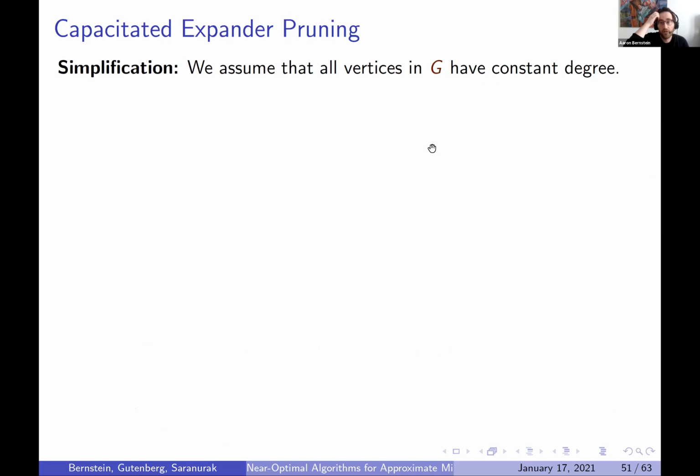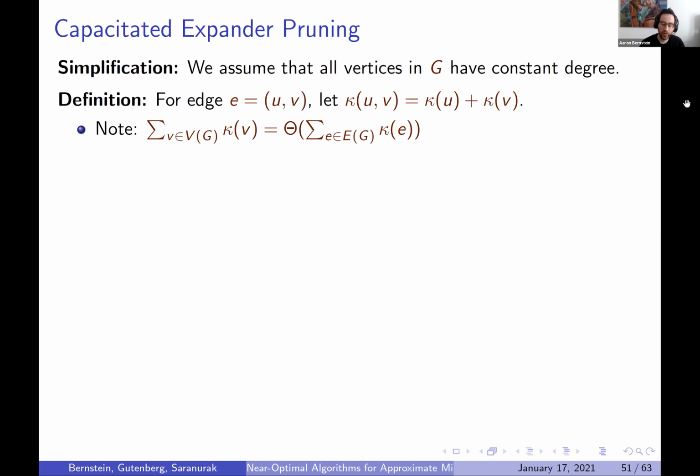Great. Okay. So let me define a bit more why we want small total capacity, which is that basically I showed this technique of expander pruning, and it turns out we can very seamlessly extend that to work for capacitated graphs. So for this slide, assume that all vertices in G have constant degree, just for simplicity. And now you can define the capacity of an edge to be just the sum of the capacities of its endpoints. And so note that the total edge capacity and the total vertex capacity are basically the same because you have constant degree.